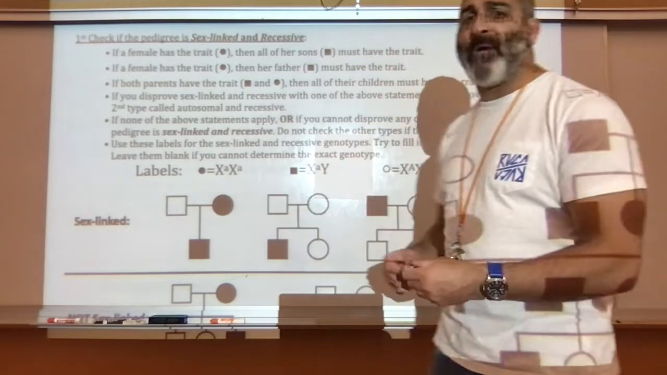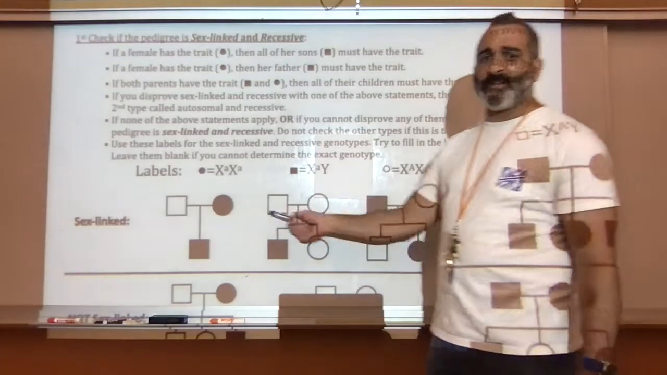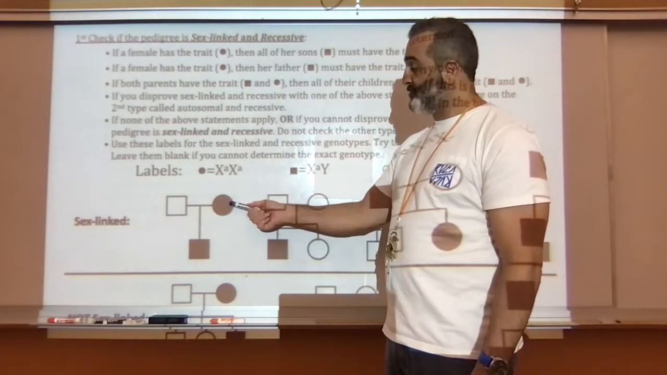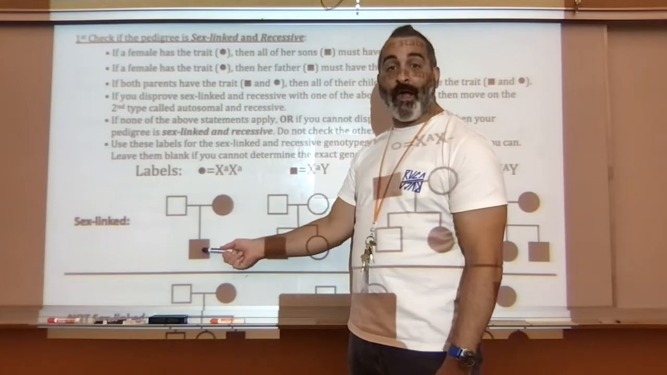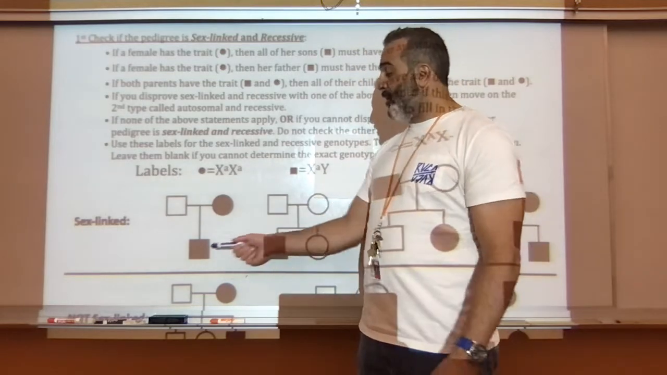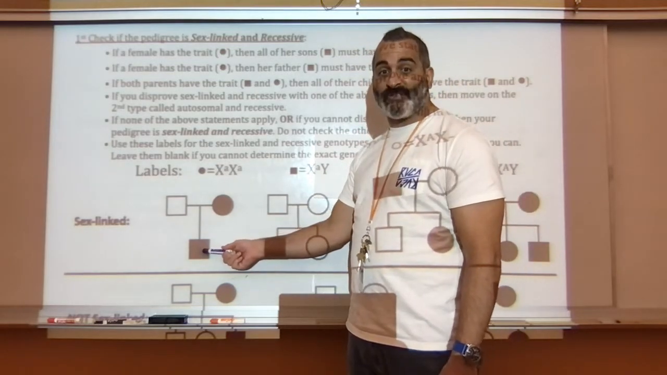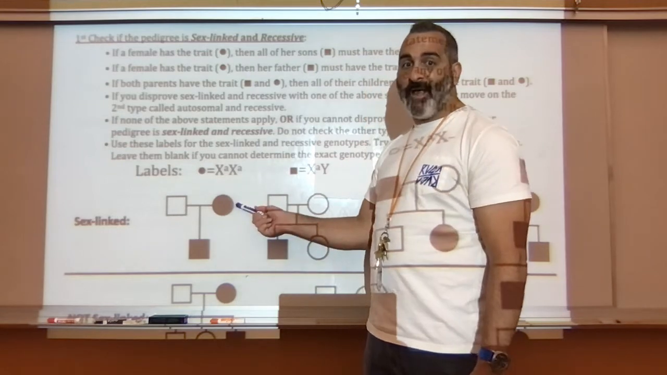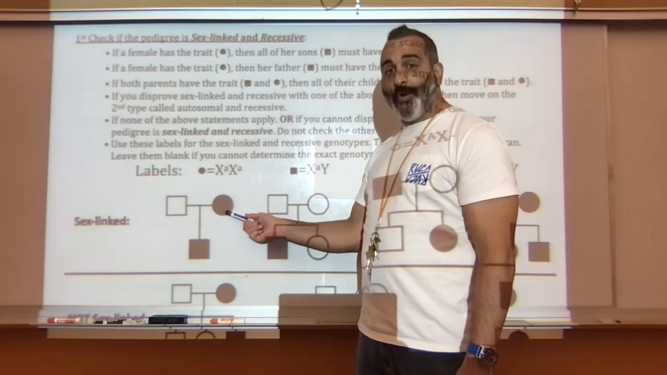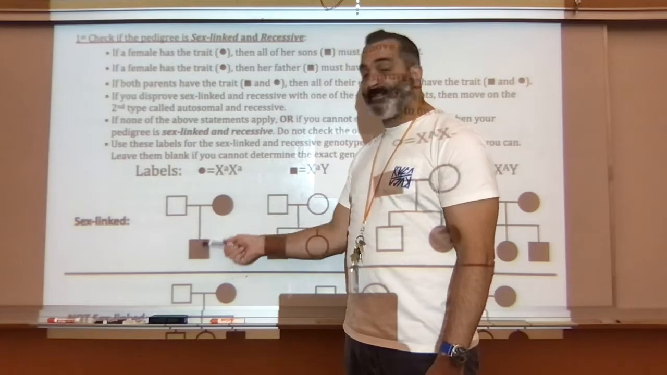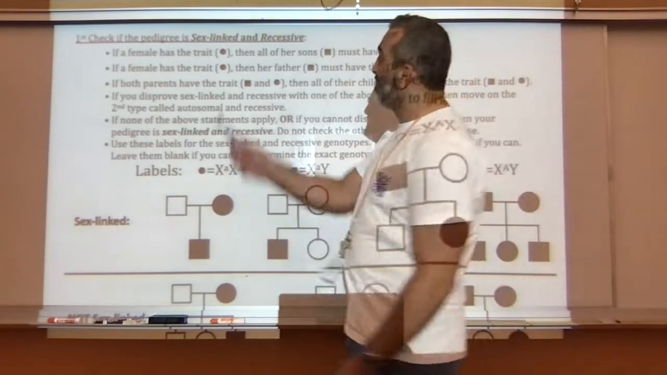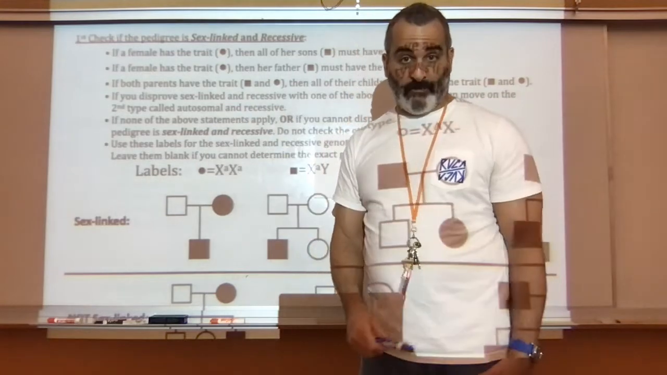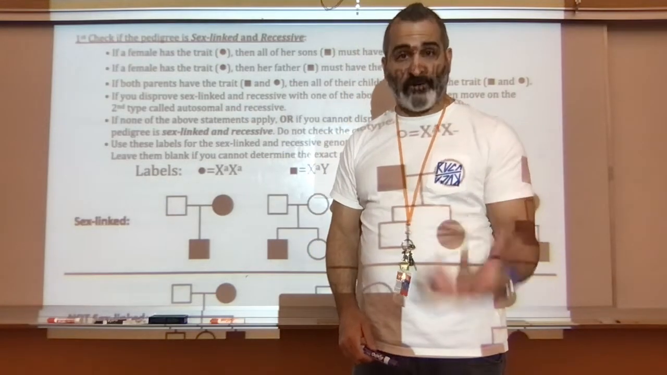Well, let's look at these pedigrees over here. This is a simple one. Mom, circle, dad, in this case square, they produce one child. So this child has a characteristic. This is their son. He has a characteristic. Mom has the characteristic. I want to know, was this characteristic passed from mom to son in a sex-linked manner? Okay, that's what you want to know.